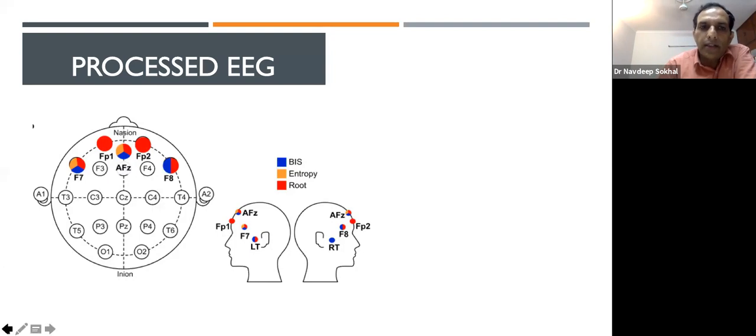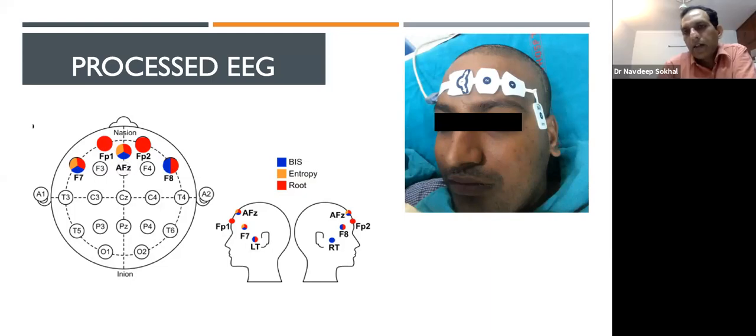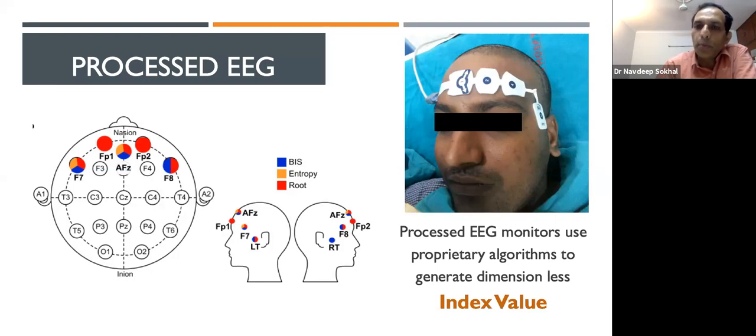So for these monitors, you see these colored markings here, this is the place where we keep the electrodes over the forehead to record. In this picture you can see the electrodes are placed over the forehead, correct? So now just by using these four electrodes over the forehead, we can capture the EEG signals and then use them to give some index number, and that will tell us the depth of anesthesia. So processed EEG monitors use proprietary algorithms to generate dimensionless values, called index value, so that we can know the exact depth of anesthesia.